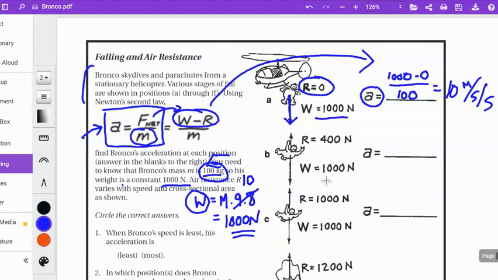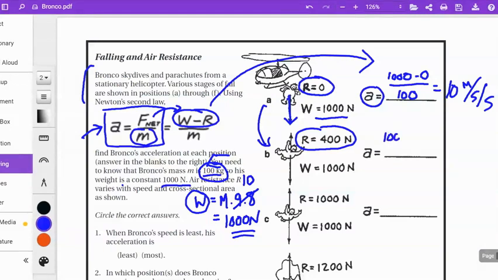So in part B, Bronco has clearly started to fall. Why did he fall going from A to B? Because he was accelerating. He picks up some speed, and that means the air is pushing back up on him. Now the air is pushing back up on him, maybe with a force of 400 newtons. So the net force on Bronco is no longer going to be 1,000 newtons. It's going to be less. And so we find acceleration by doing the same math.